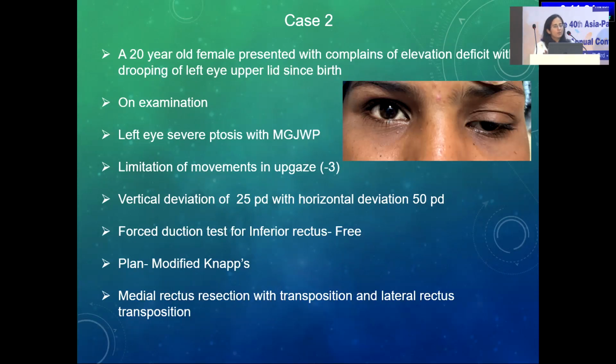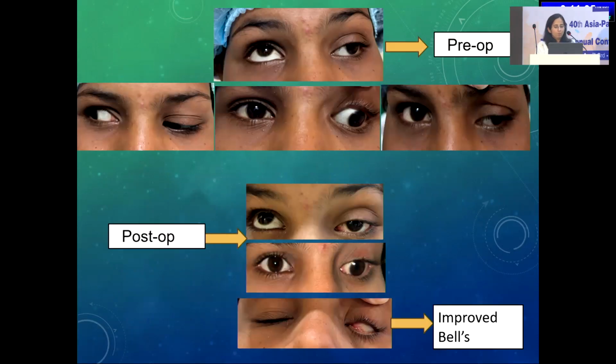Along with that, she also had a horizontal deviation of 50 prism diopters. Her forced duction test was free, and hence the plan was a modified NAPS procedure correcting both the horizontal and vertical deviations. In order to correct the horizontal deviation, a horizontal muscle recession resection was planned along with its transposition. So this was the pre-op and the post-op of the patient, showing slight improvement in the hypotropia as well as the improvement in the elevation.